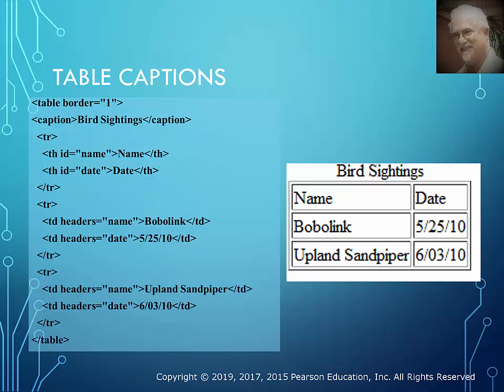Table caption. Generally, you want the caption to fall immediately after the opening table tag. So you see here, table border equals 1, then caption. Again, it is a container tag, bird sightings into the caption, and then the rest of your table. You notice we can use IDs here, and names, and dates. We put all that kind of stuff in. It makes it easier for bots to be able to scour the web and make sense of it.